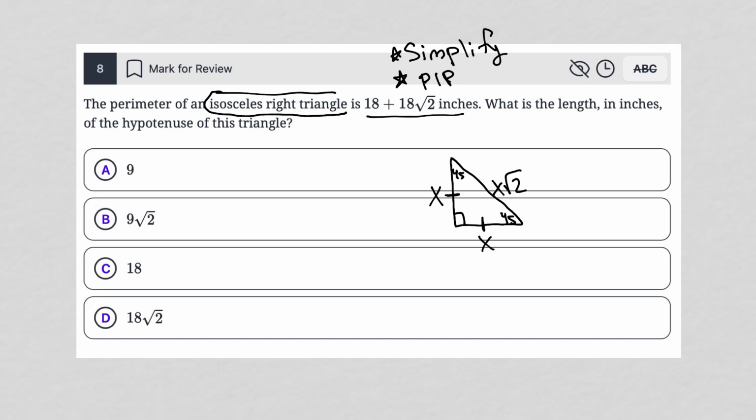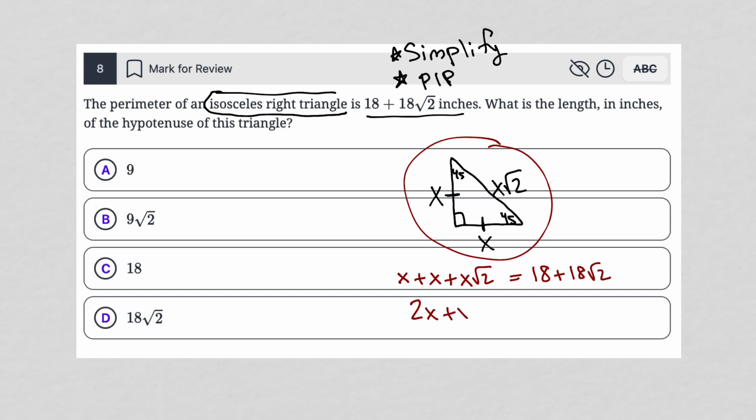All right, so let's create an equation based upon that. The perimeter of this isosceles right triangle would be x plus x plus x root 2. And we're told that's going to be equal to 18 plus 18 root 2. I can simplify further and just call this 2x plus x root 2 is equal to 18 plus 18 root 2. I'm actually going to simplify further and solve for x.